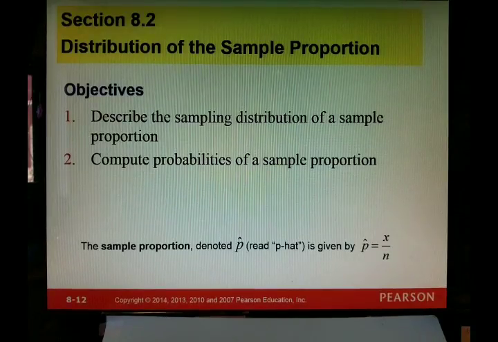Statistics, Chapter 8, Lesson 2. Today's topic is the distribution of the sample proportion. So we're going to describe the sampling distribution of a sample proportion and compute the probabilities of this as well.